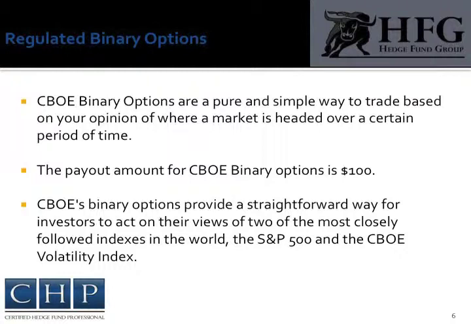The price of a binary option usually reflects the perceived probability that the underlying security price will reach or exceed a specific level. The CBOE binary options should provide straightforward ways for investors to act on their views of two of the most closely followed indexes in the world, the S&P 500 and the CBOE Volatility Index. They do not have binary options on currencies or commodities. The CBOE binary options are cleared through the Options Clearing Corp, and they can be traded in regulated securities accounts that are approved to trade options.